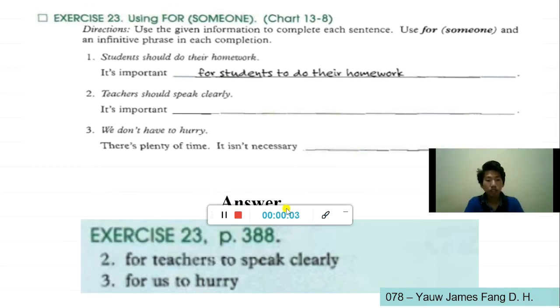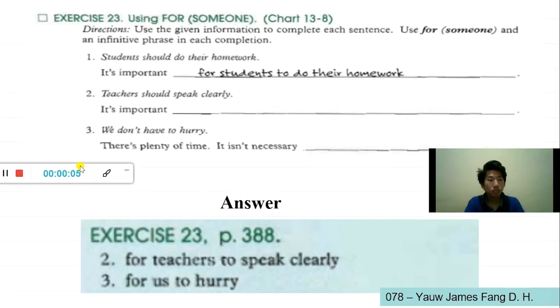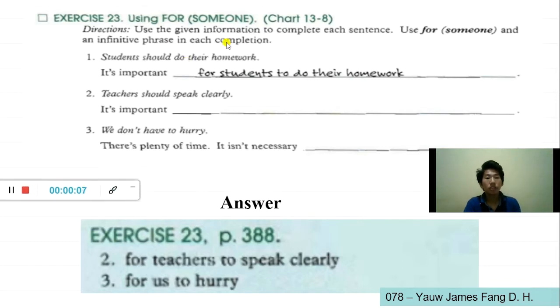Okay, exercise 23. Direction: use the given information to complete each sentence. Use for someone and an infinitive phrase in its completion. Number 1. Students should do their homework. Okay, the answer is it is important for students, because the subject is students and the infinitive phrase is to do their homework.